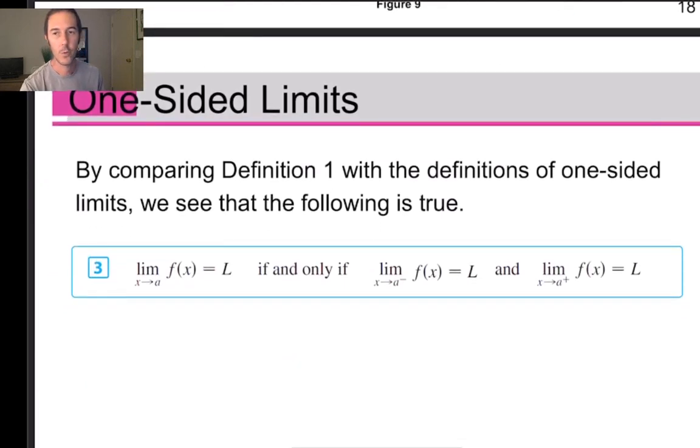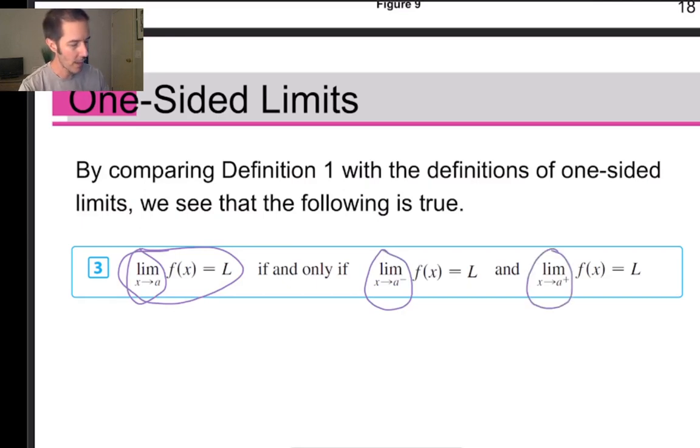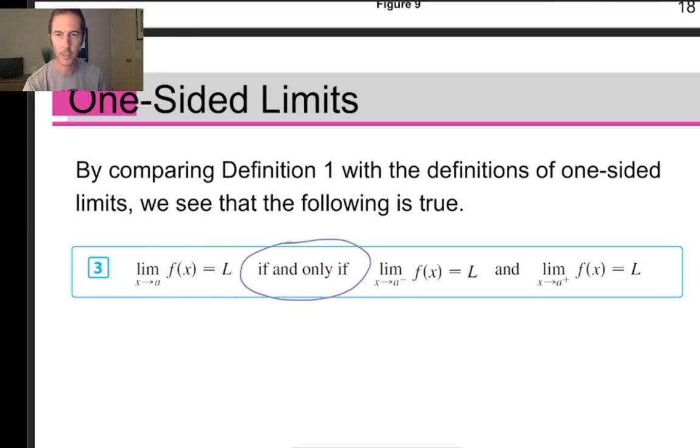This is super important. Not only should you have taken note about how to read those coming from the left and approaching from the right one-sided limit definitions, but here you can see everything that we've been talking about so far as pertains to limits. Here we've got the original limit statement where it's just x approaching a. This one says as x approaches a from the left. This one says as x approaches a from the right. And then there's this super weird thing in the middle that says if and only if.